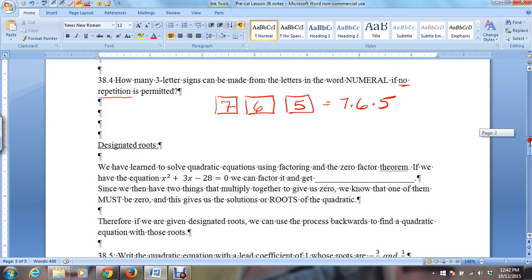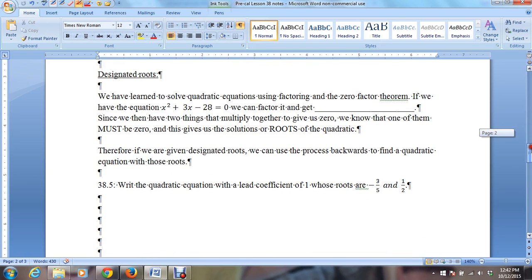Okay, designated roots. We have learned to solve quadratic equations using factoring and the zero factor theorem. If we had an equation like x squared plus 3x minus 28 equals 0, we can factor it. This is how we first learned to solve quadratics.